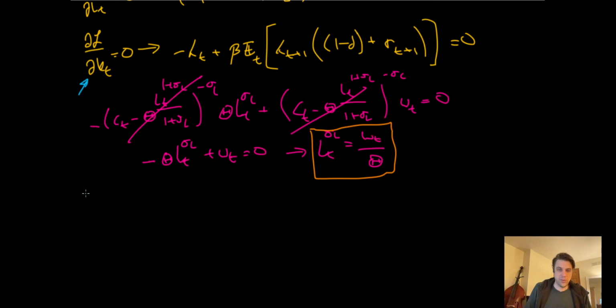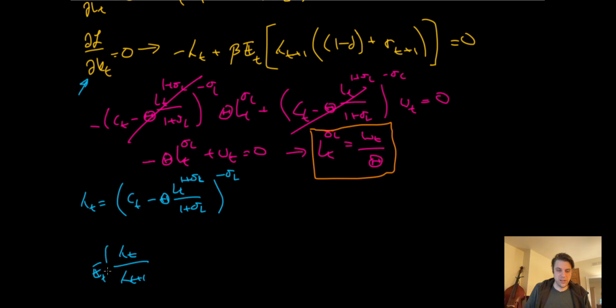Okay, welcome back. So we know that λ_t is equal to (C_t − θ L_t^(1+σ_L)/(1+σ_L))^(−σ_C). This is λ. And so with that in mind, let's rearrange this equation to put the lambdas together. So we get λ_t divided by λ_(t+1), and we'll put that all in expectation because that's correct, and that will be equal to β times the expectation of 1 − δ + R_(t+1). Okay, and you're done.